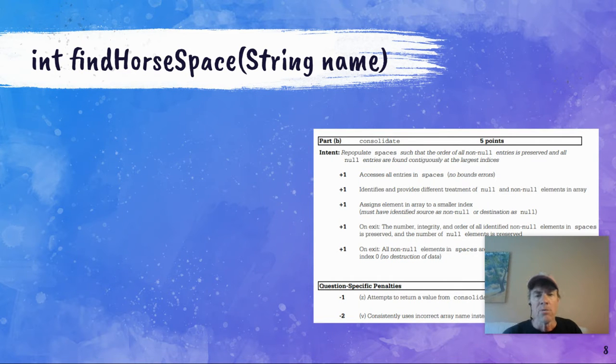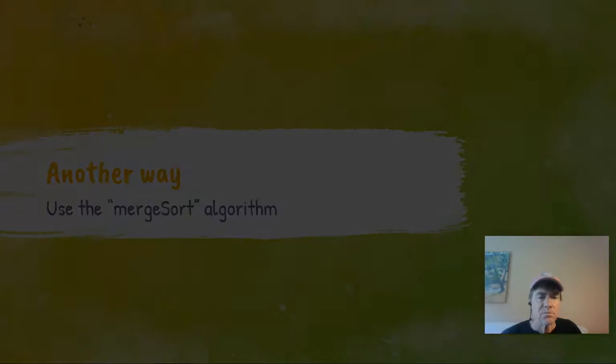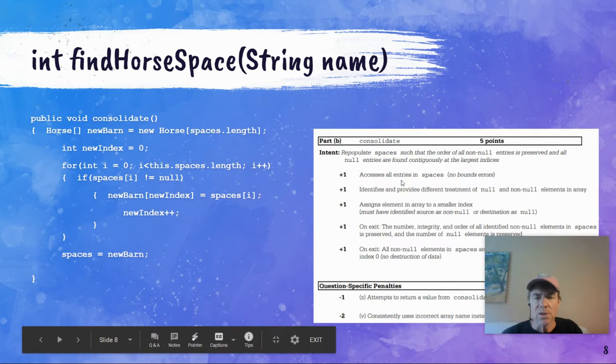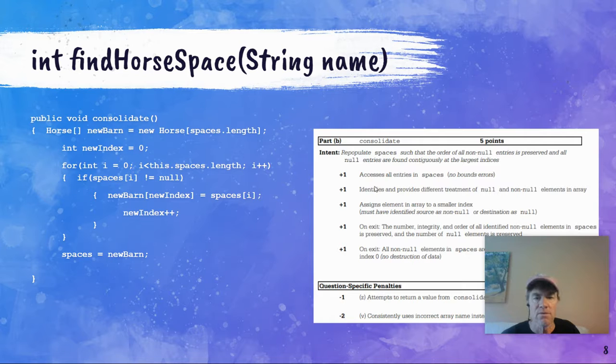I want to point out a couple things on this. Here's the scoring. You get a point if you access all entries in spaces. Yep, I do that right there, so I get a point for that. I identify and provide different treatment for null and non-null elements in the array. Here's where that happens. If it is not null, I make the assignment. If it is null, I skip it.